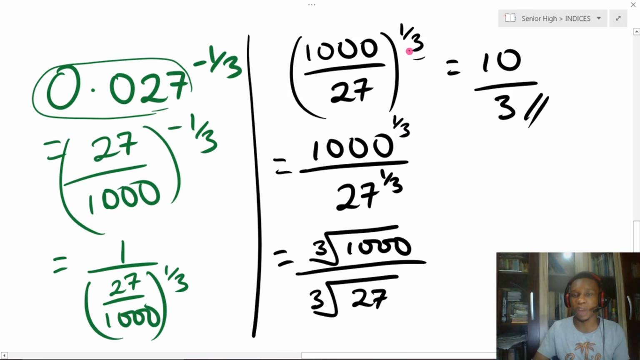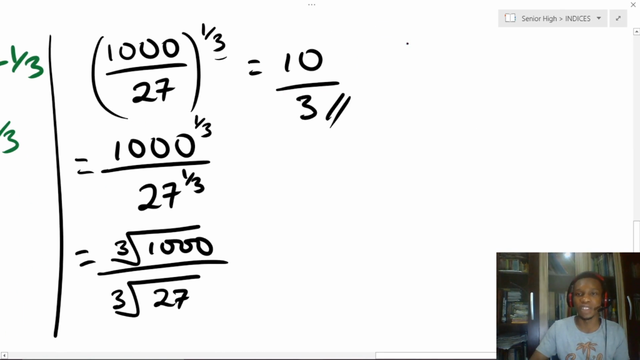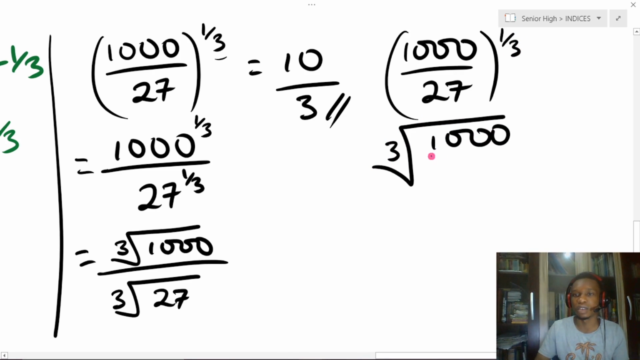Rather than doing this by opening all this separately, I would have just applied a surd rule here. Let me show you what I mean. If I have this 1000 over 27, raised to the power of 1 over 3, I can just apply this law straight away. Applying this law, remember this is the fractional index law, this 3 denominator becomes the roots, so it becomes the third root of 1000 over 27.